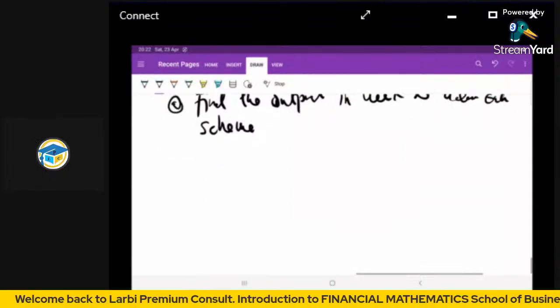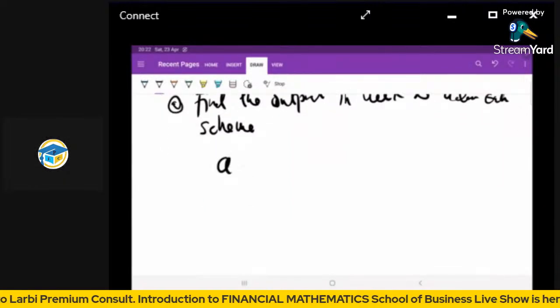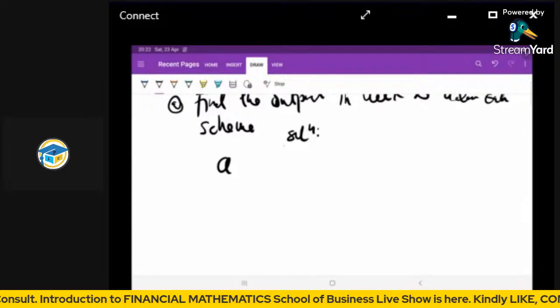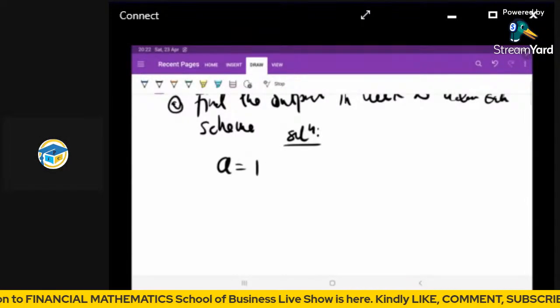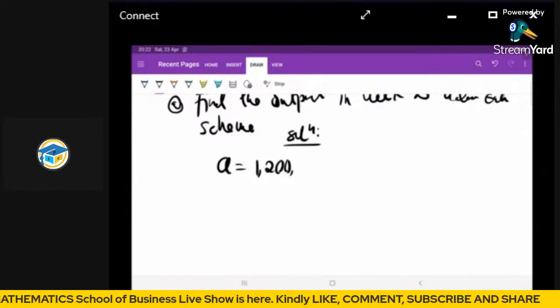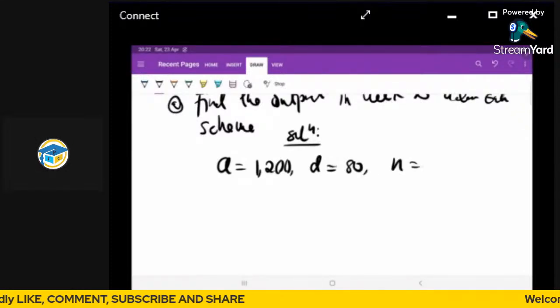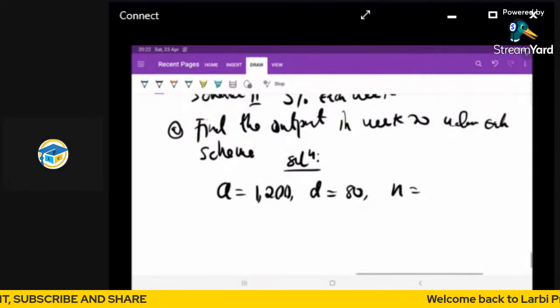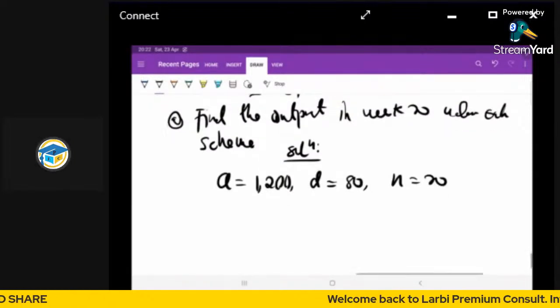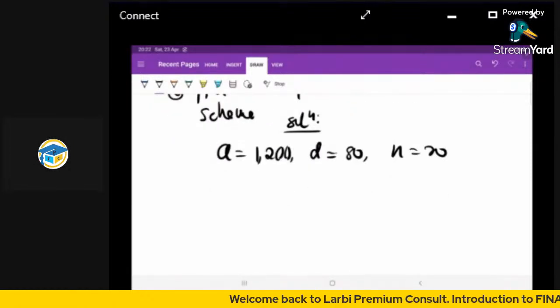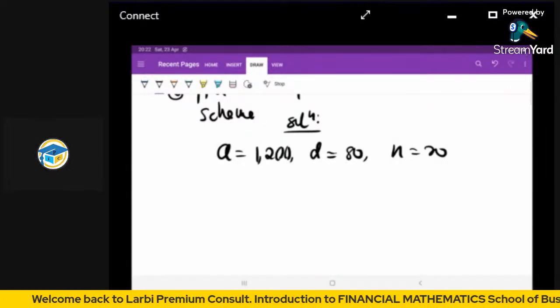We can say that our first term is equal to 1,200 computers, and we know the common difference to be 80. We also know the number of weeks that the question gave us, which is 20. We can easily find it, since this is an arithmetic progression.